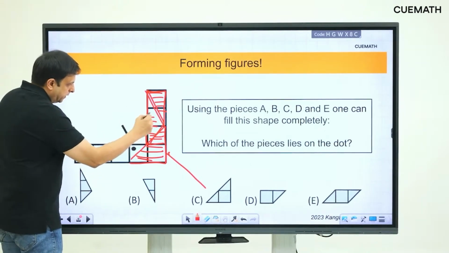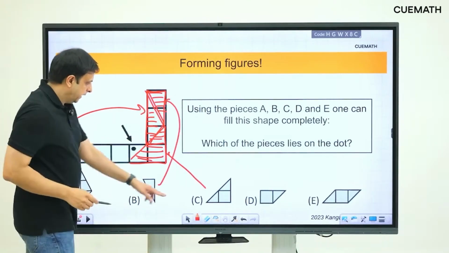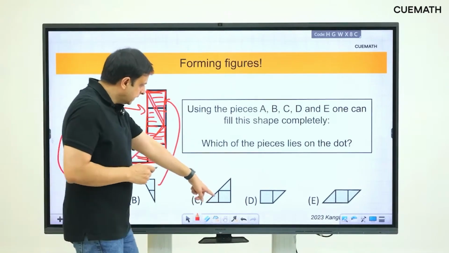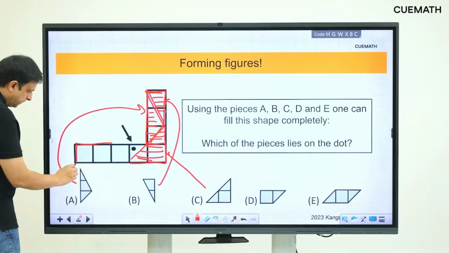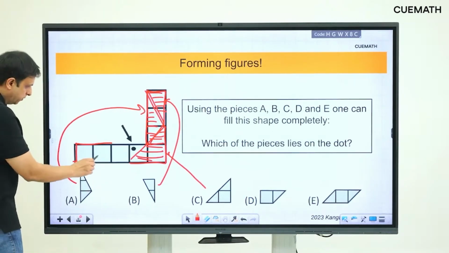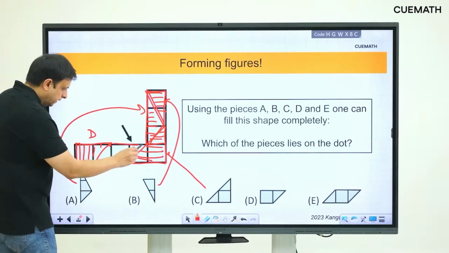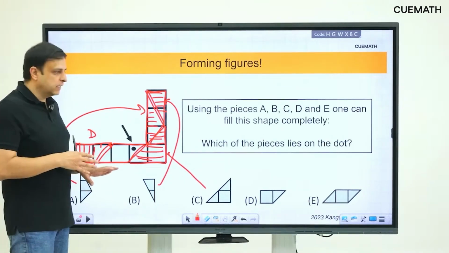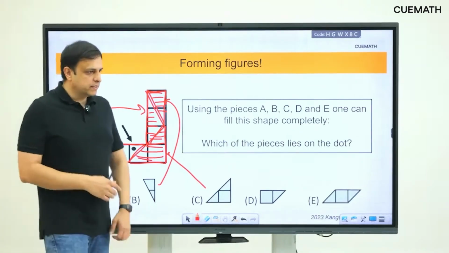All right, so piece A goes here, and piece B has come over here, and piece C has come over here, and now I'm left with pieces D and E. It's immediately clear that piece D should come over to this left here, because it has this vertical edge at the left, so that should be piece D. And now I'm just left with this empty region in the middle, which can be filled by piece E. So it's clear now that piece E is what will come over the dot. It will lie on the dot. So E is the answer in this case.